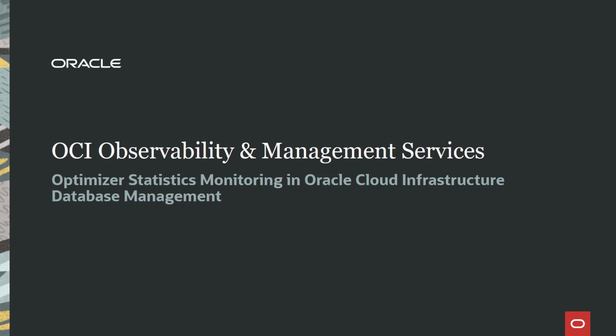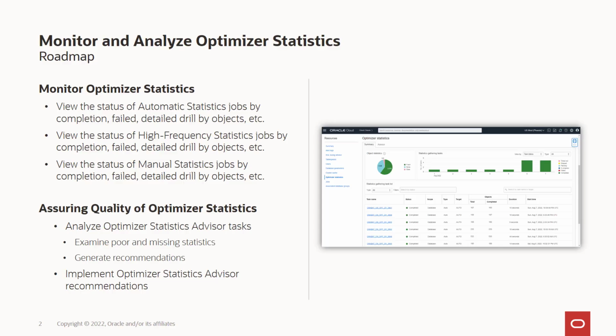We are excited to share that you can now monitor and analyze optimizer statistics in Oracle Cloud Infrastructure Database Management Service for Oracle databases in Oracle Cloud and on-premises. This feature allows you to analyze and monitor the statistics, collection tasks, and optimizer statistics advisor tasks, and implement optimizer statistics advisor recommendations. Here is a short video that covers this feature in OCI Database Management Service.